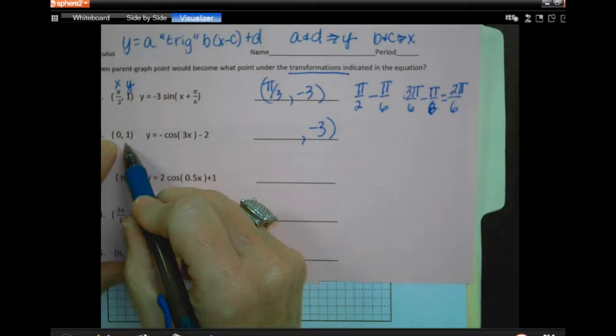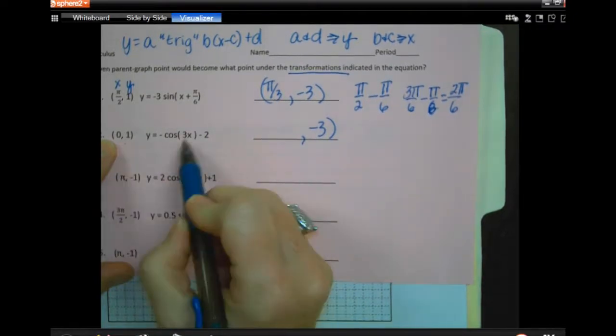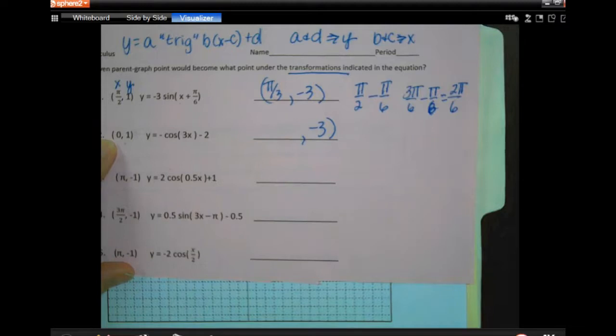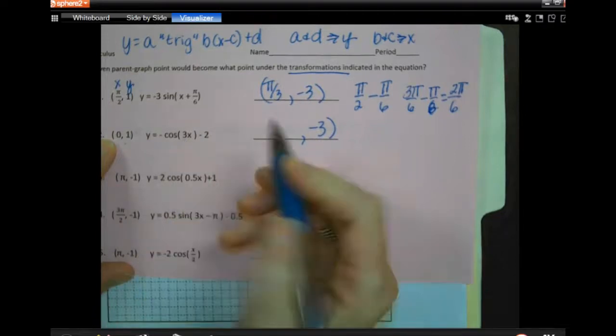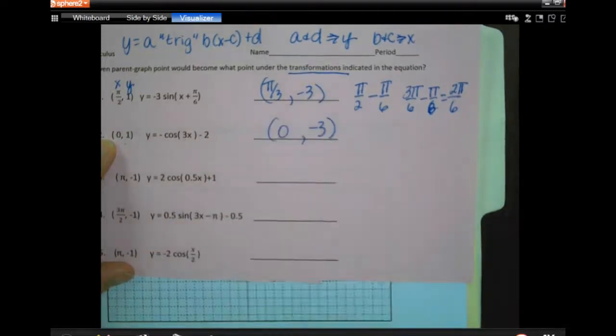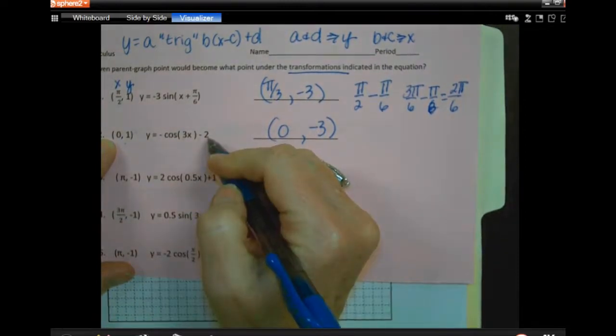So if I have 0, I have a 0 for my x. This time, it's 3x. So it's with my x variable, so I know it's a liar. So it's multiplying now. I don't want to multiply. I'm going to divide. So 0 divided by 3 is 0. Minus 2 goes with the y variable.